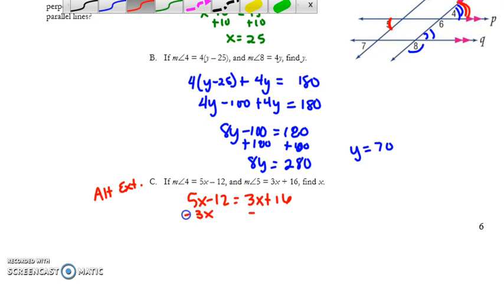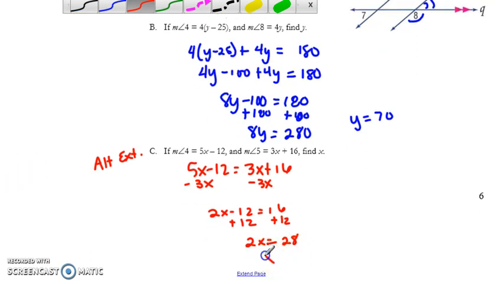And let's go ahead and subtract the smaller x. So 2x minus 12 equals 16. We're going to add 12. 2x is equal to 28, and so that means that x equals 14.